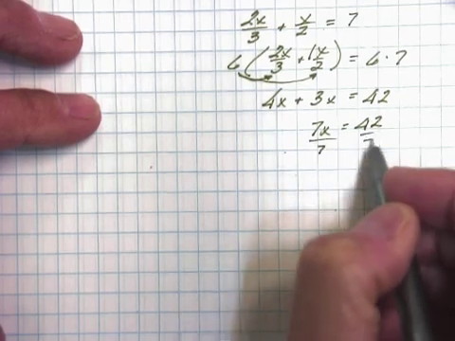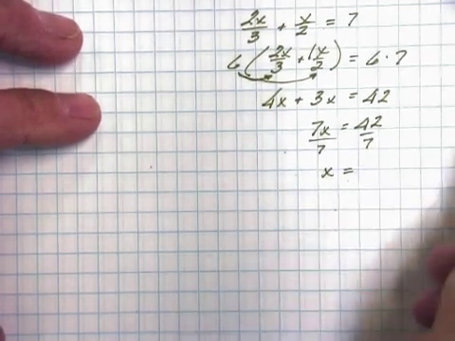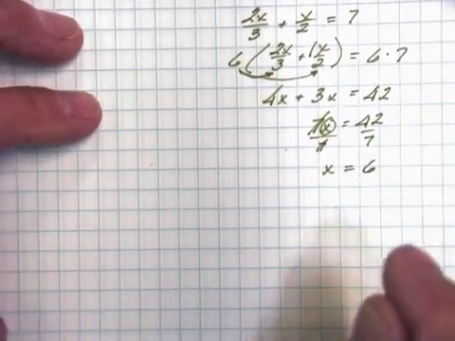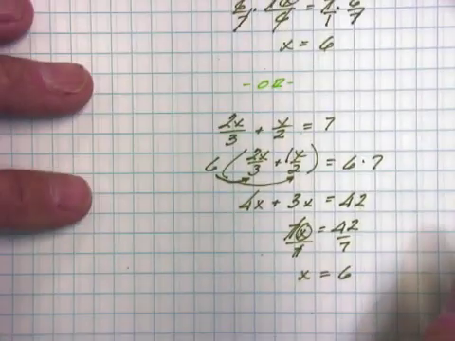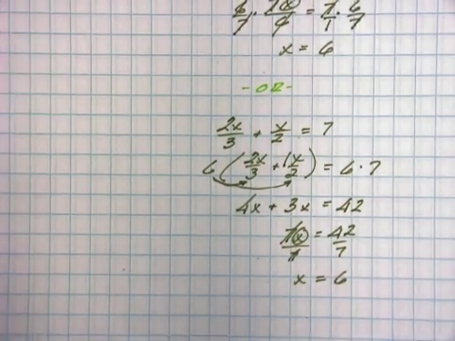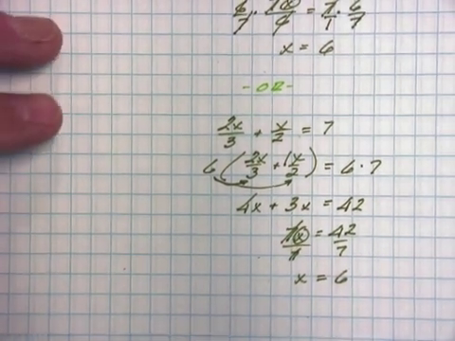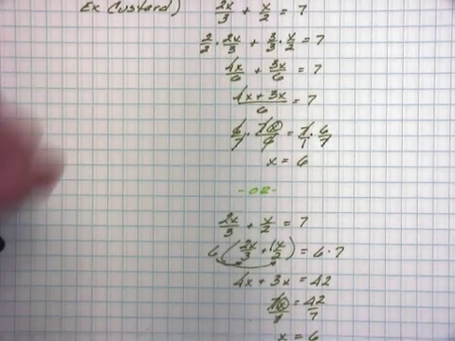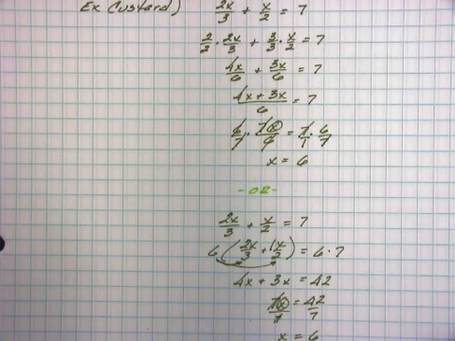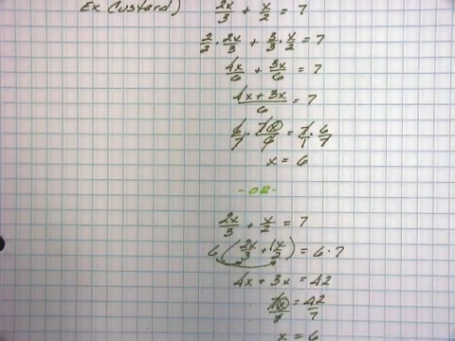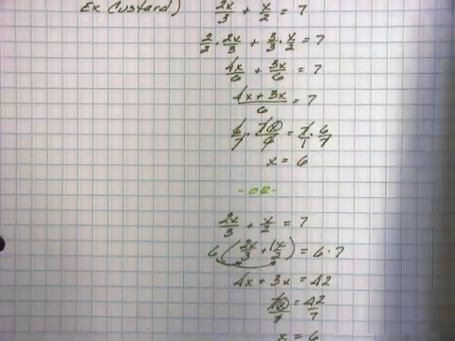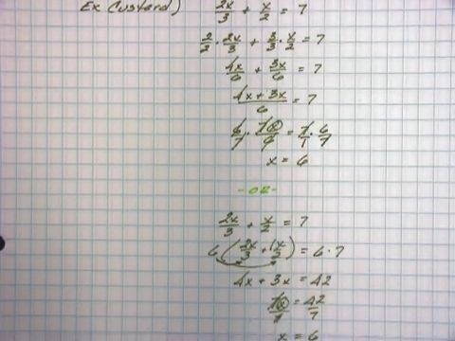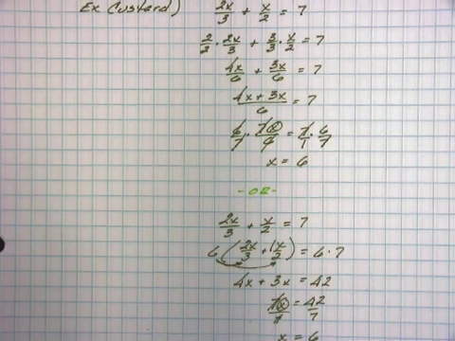But notice what happened. The denominators disappeared. Now I simply have 7x, because 4x plus 3x is 7x, equals 42. And I divide both sides by 7, and x equals 6, because the 7's cancel, and we're left with the x. Okay, so either way, you're going to get 6 as the answer, which is important. I mean, if you don't get the same answer, then you know something went wrong. But I wanted to show you that you had two different ways to solve that with the fractions.